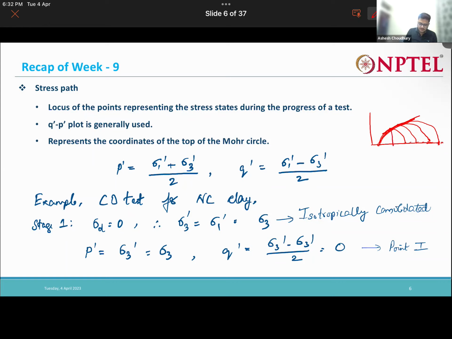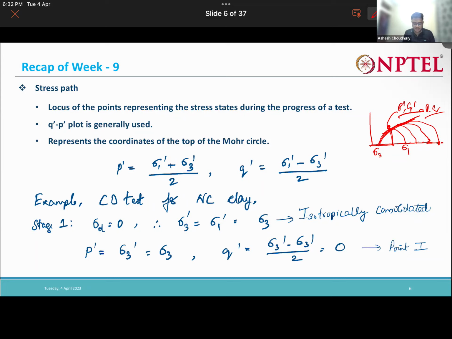If this one is sigma 3 and this is sigma 1, then this x value is (sigma 1 plus sigma 3)/2. And what is this y value? (Sigma 1 minus sigma 3)/2. So the coordinate of this point is p', q', or p, q: p' and q' in terms of the effective stress parameters, and p and q in terms of the total stress parameters.